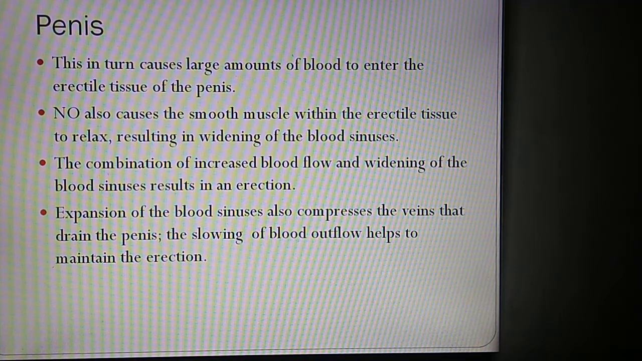What is erection? Expansion of the blood sinuses also compresses veins that drain the penis. The slowing blood outflow helps to maintain erection.